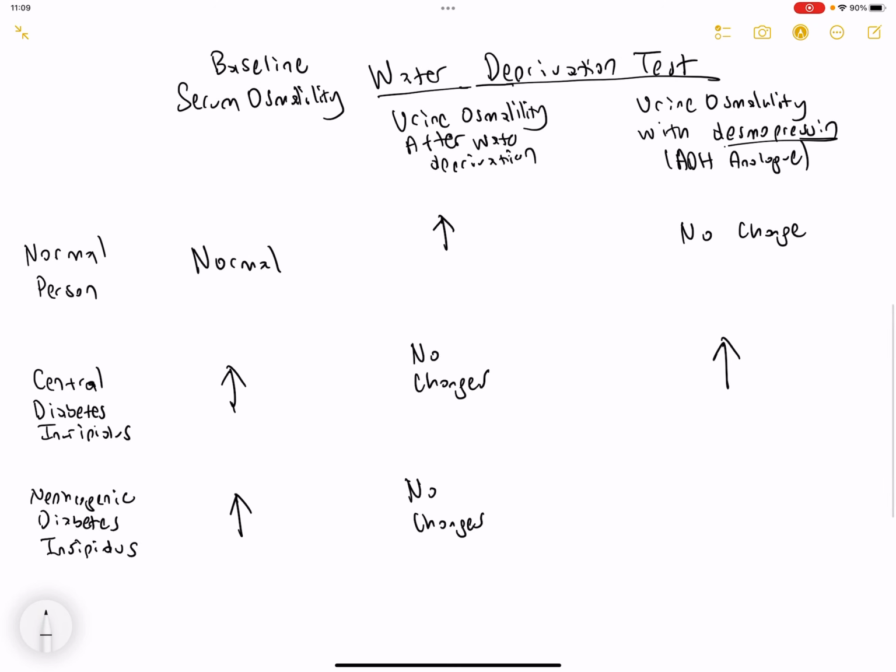If we give these patients antidiuretic hormone, there's not going to be any changes again because the problem is within the receptor itself, not with the hormone. So remember, these patients have no trouble producing antidiuretic hormone. The problem is with the receptor found in the collecting tubules because it's not responding to the antidiuretic hormone. As a result, even if we give these patients desmopressin, we're not going to see any changes in their urine osmolality.